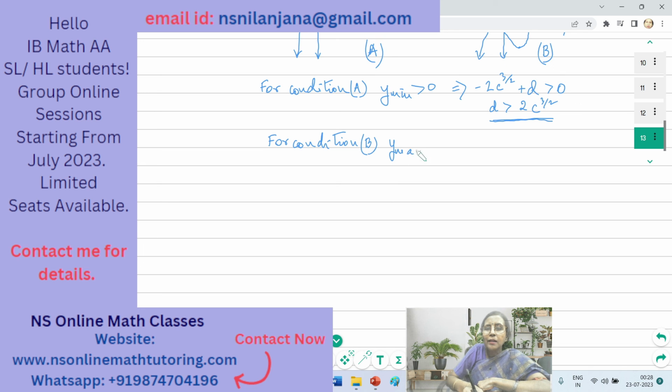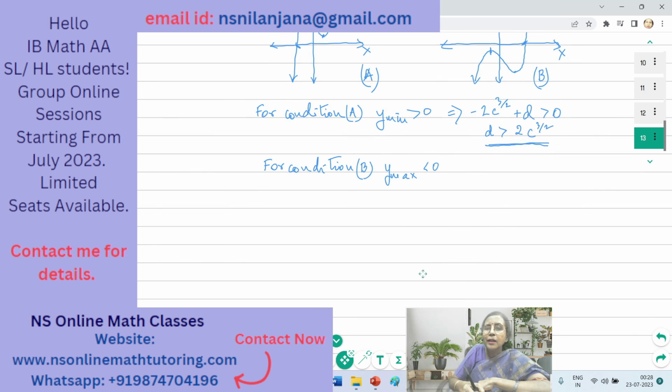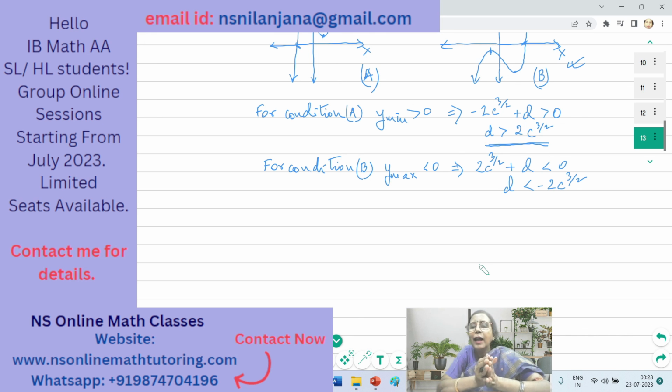So it should be y max is less than 0. See the graph? For condition B, y max is less than 0. And what is the expression for y max? It is 2 times c to the power of 3 over 2 plus d. This is less than 0. So d is less than negative 2 times c to the power of 3 over 2. Over here we are having the relation between d and c, and we are having two cases.